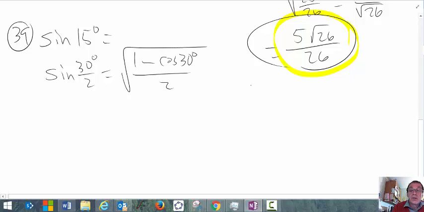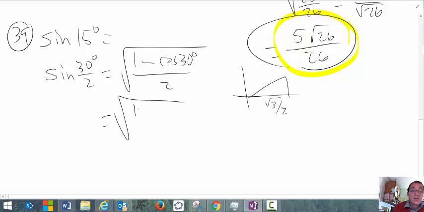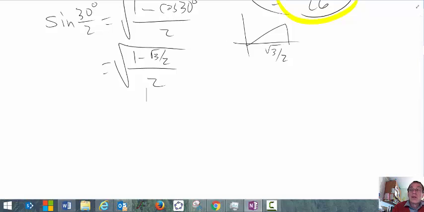So let's see, I'm going to draw a 30-degree angle. It's a 30, 60, 90. The cosine is going to have that long side, which is root 3 over 2. So I'm going to end up with the square root of 1 minus root 3 over 2, over 2. And as you can see, this entire assignment is really going to be, can you learn how to manipulate complex fractions?